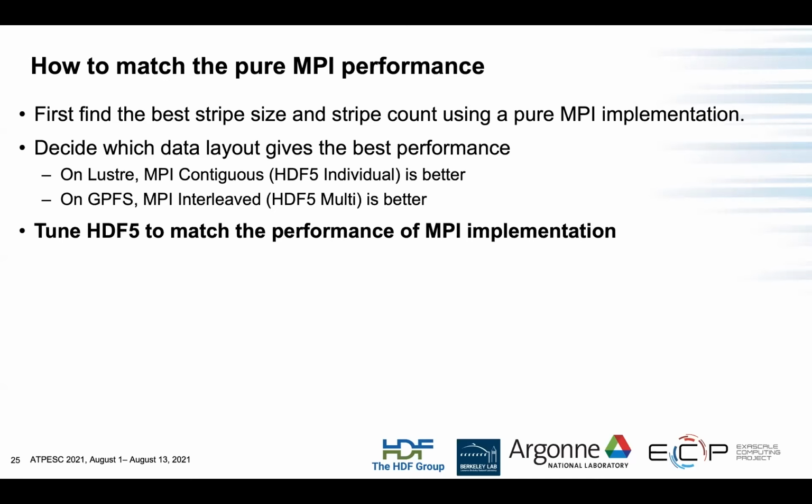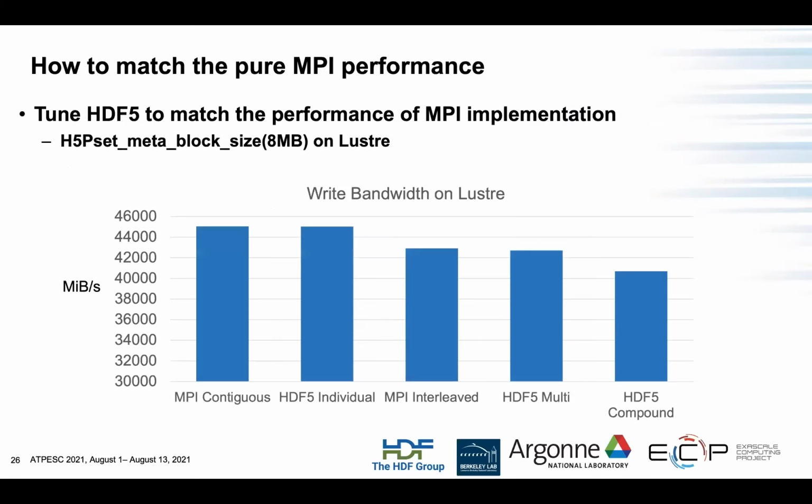So how do we match what the pure MPI performance was doing? Well, first you have to find the best stripe size or stripe count for Lustre using a pure MPI implementation. And what we saw was that on Lustre, the MPI contiguous, or MPI HDF5 individual, pattern was better. But then when you went on to GPFS, the MPI interleaved pattern was better. So what we decided was to tune the HDF5 library to match the MPI-only performance.